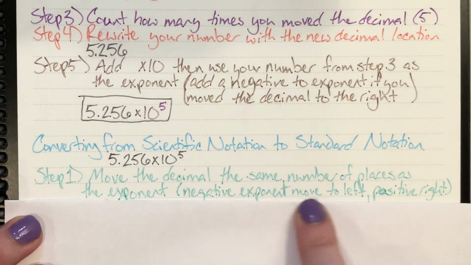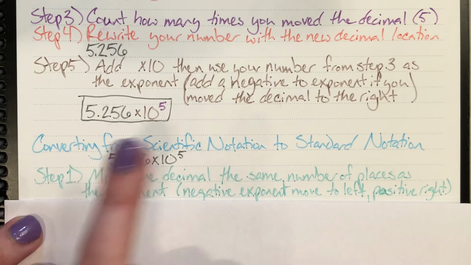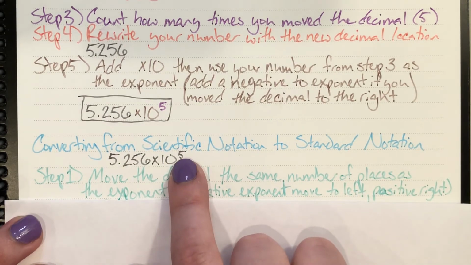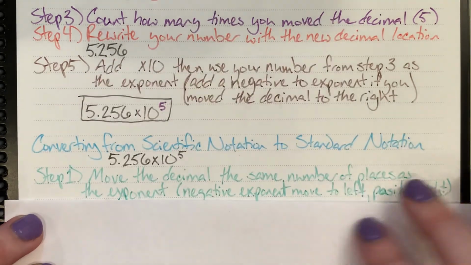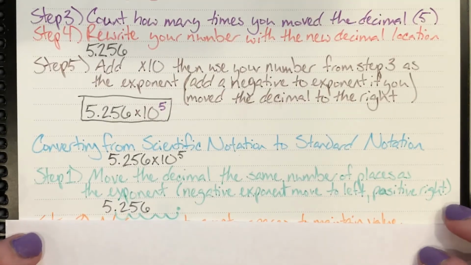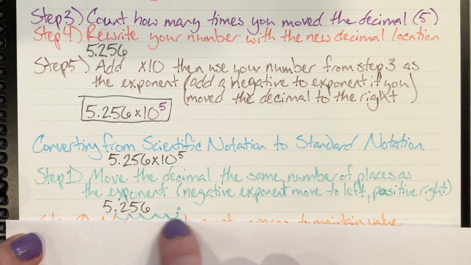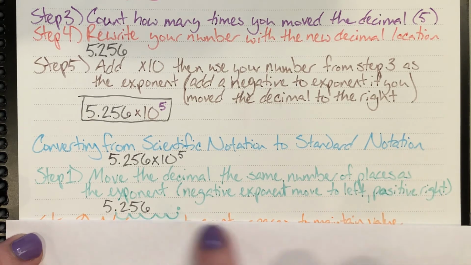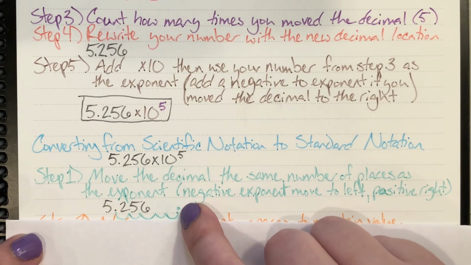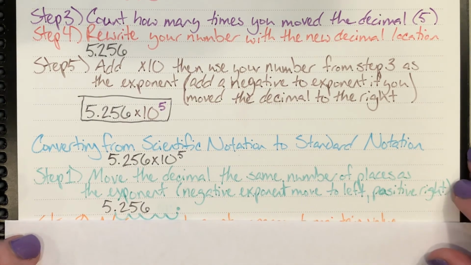A negative exponent would mean that I would move the decimal place to the left, and a positive exponent would mean that I would move it to the right. This is a positive exponent, so that means I'm going to be moving the decimal place to the right 5 times. So I have my initial number, 5.256, and I have gone ahead and drawn moving it over 5 times. You'll notice these empty baskets, and right now they're going to remain empty. We're just making sure that we know where our new decimal place is, and keeping count.